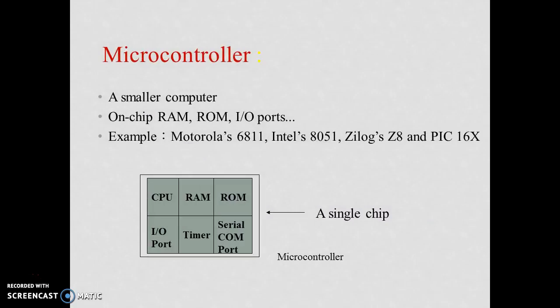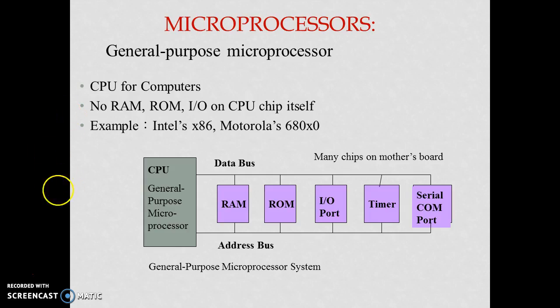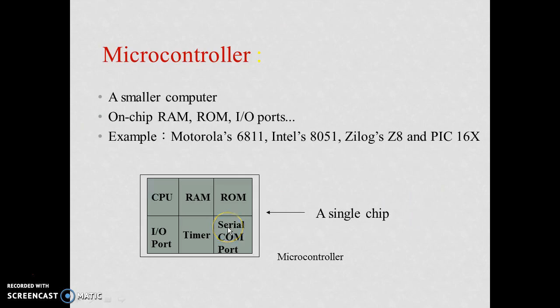Now see the microcontroller. In the previous one, everything was outside the central processing unit. Now look at this CPU. This is a single chip. Inside the single chip, the central processing unit, RAM, ROM, and I/O ports, everything is inside. That means it is a computer inside the chip. So on-chip RAM, ROM, I/O ports, etc. are available on the microcontroller. That is the basic difference between the microcontroller and the microprocessor.